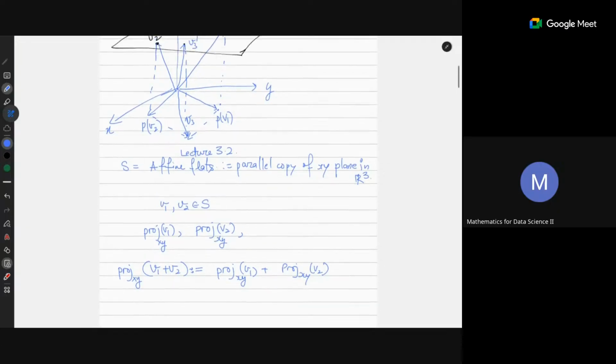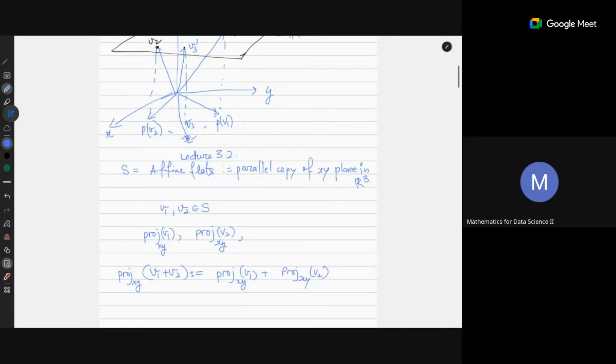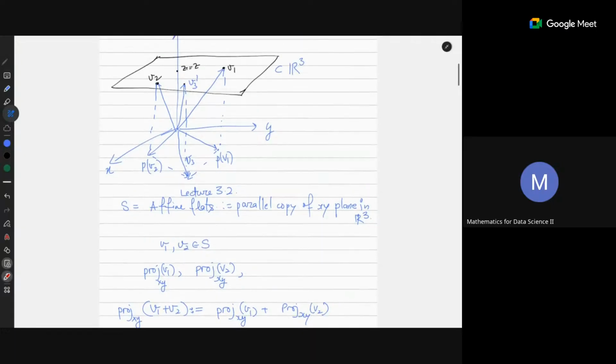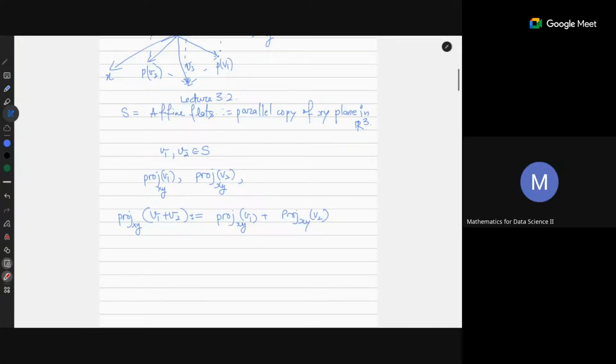So you can now look at the image. In this example, let's say V1 and V2, their projections are PV1 and PV2, right? This is the projection, and then by the parallelogram law, you can find the addition of these two vectors on the plane. Then you look at the point in the affine flat which projects onto this vector V3 in XY. So that point you define to be the addition.